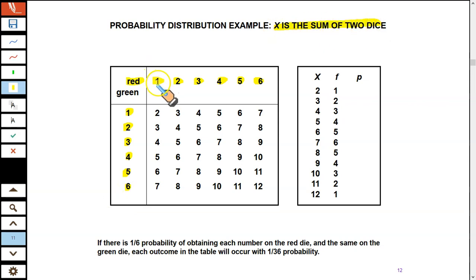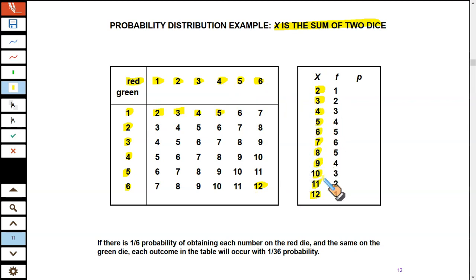The red shows 1, green shows 1, the sum is 2. The red shows 2, green shows 1, 3. The red shows 3, green shows 1, 4. So it's very easy to construct this population of possibilities. And so on. The red shows 6, the green shows 6, the score is 12. So let us construct a distribution starting from 2, 3 up to 12. So 2, 3, 4, 5, 6, 7, 8, 9, 10, 11, 12.